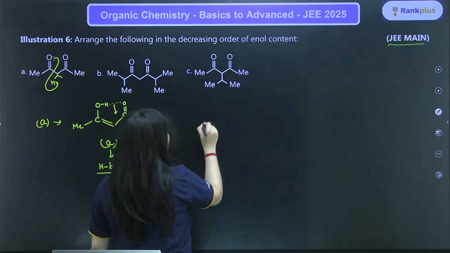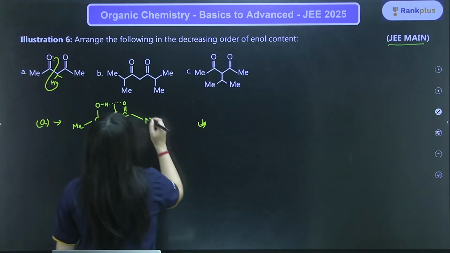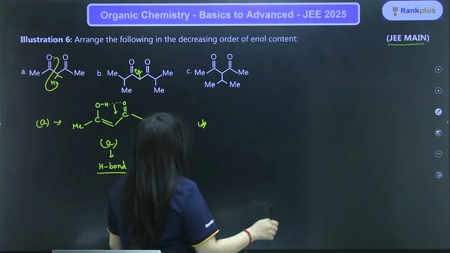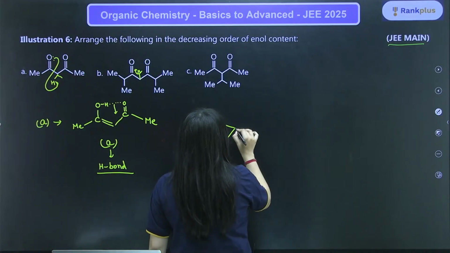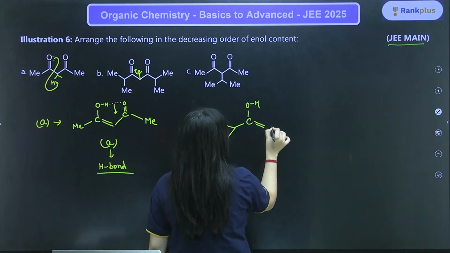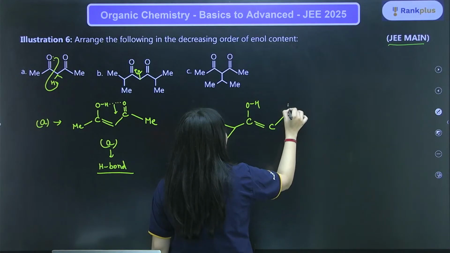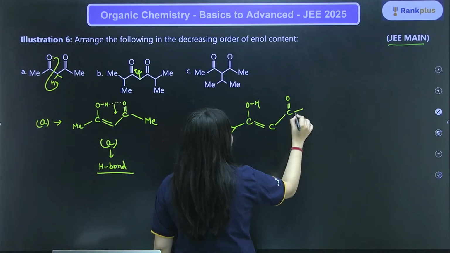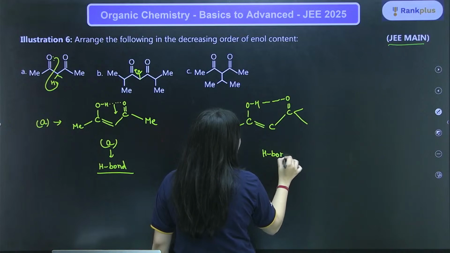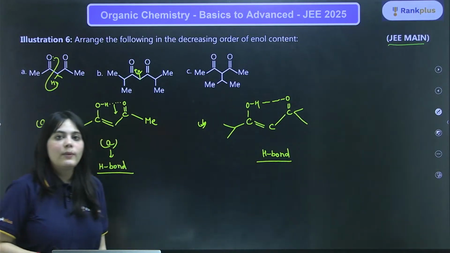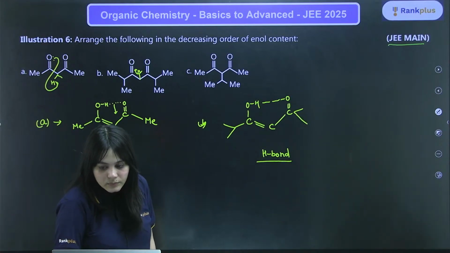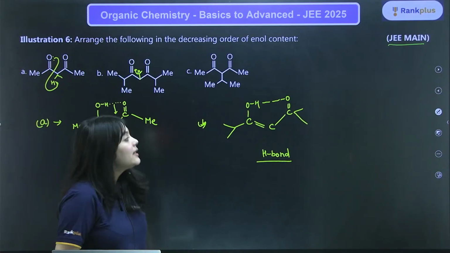Look at the B molecule. Once again, what will happen? The hydrogen from here will get abstracted, right? And something like this would be formed: C, OH, and here a double bond C, here C double bond O, and here this and this, right? And here once again an H bond is formed. Is this thing clear to everyone?